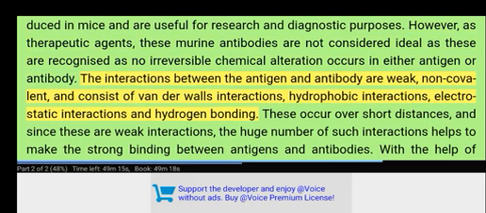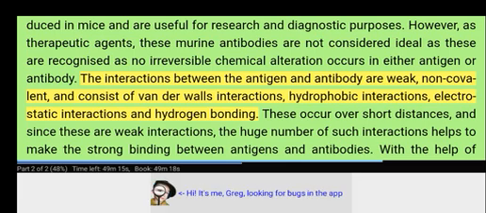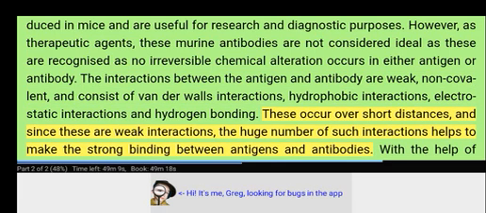The interactions between the antigen and antibody are weak, non-covalent, and consist of van der Waals interactions, hydrophobic interactions, electrostatic interactions, and hydrogen bonding. These occur over short distances, and since these are weak interactions, the huge number of such interactions helps to make the strong binding between antigens and antibodies.